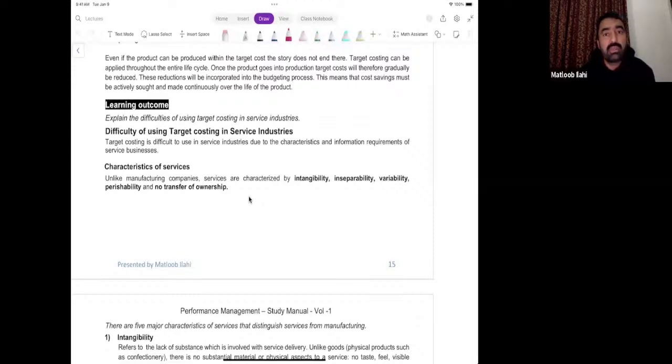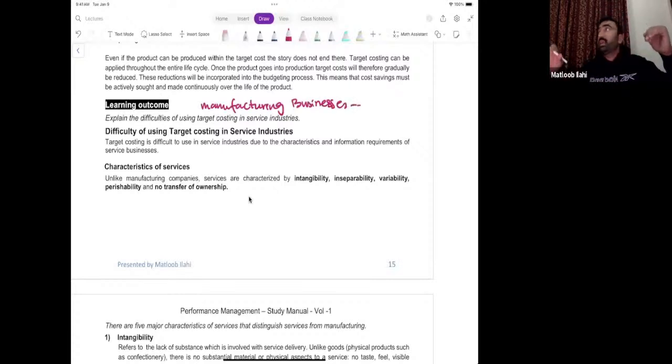Previously, we have discussed use of target costing in manufacturing organizations. What is the difference between service and manufacturing organizations? Manufacturing businesses: look around you and find out how many products you can see.